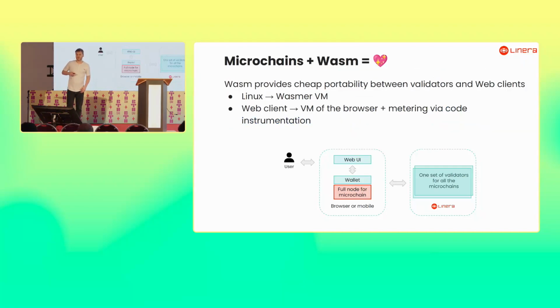Just a quick word, we chose Wasm, Rust and Wasm. It's actually a really good choice. If you're going to have a wallet that contains chains and is going to execute transactions, so that wallet is going to have a VM. And so by choosing the Wasm VM, we get the VM for free. Essentially, we just need to add some instrumentation to add metering, and suddenly we got a portable system that can, a very cheap portability for transaction execution between validators and web clients.